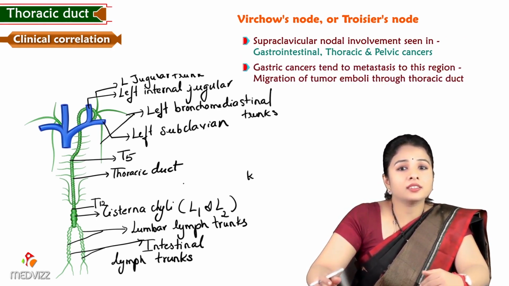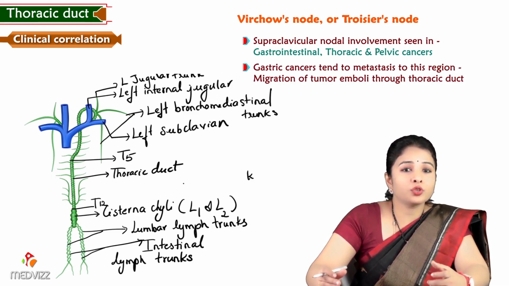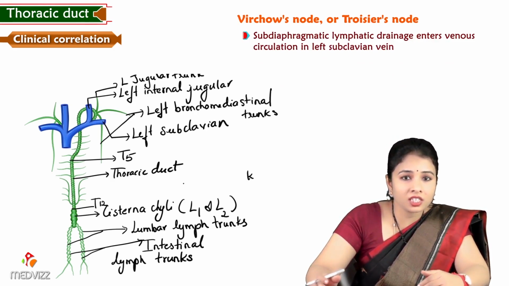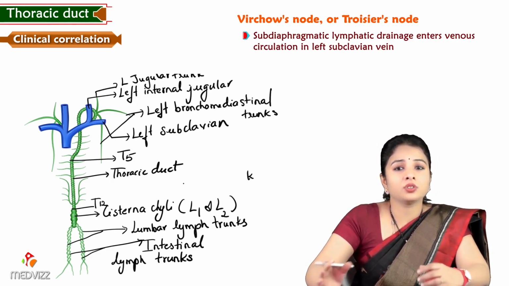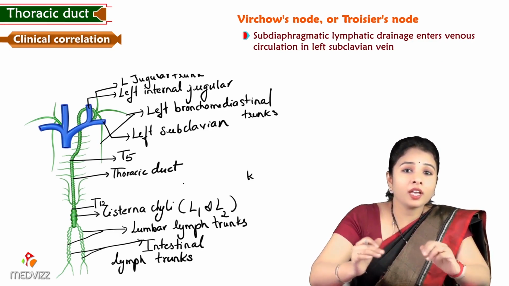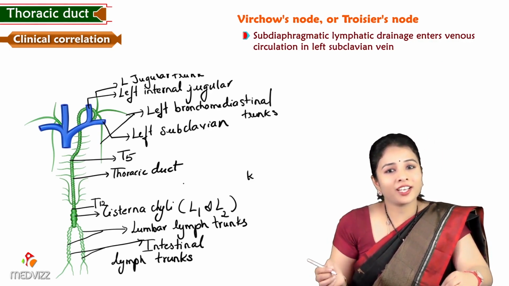So the gastric cancers tend to metastasize to this region by means of migration of tumor emboli through the thoracic duct, where the subdiaphragmatic lymphatic drainage enters the venous circulation in the left subclavian vein. So this is how the cancer spreads into the venous system via the thoracic duct. So this completes the anatomy of thoracic duct.